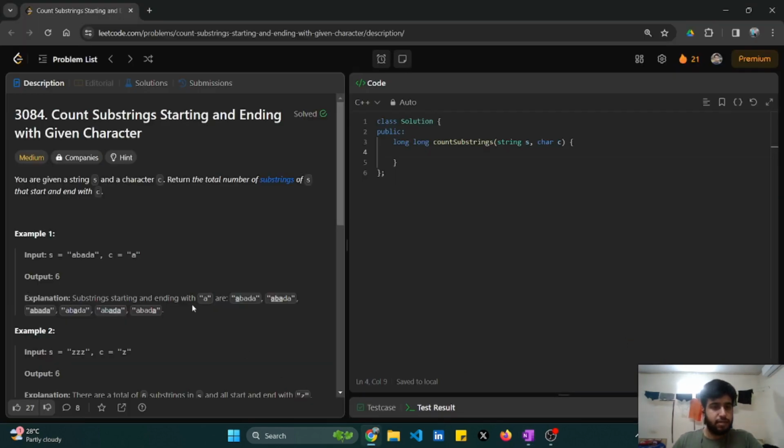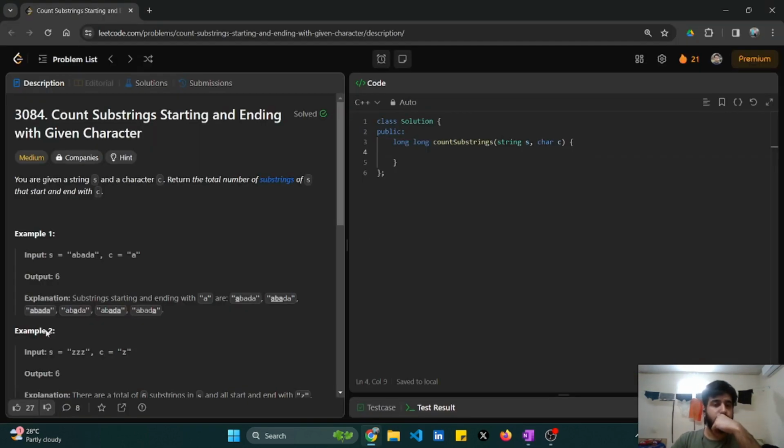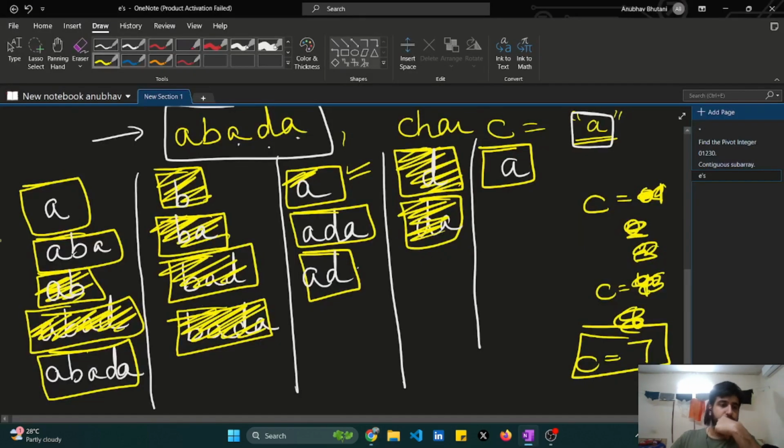Let us try to see the answer. Have we just used any other substrings? So what are my substrings? A, ABA, ABADA, then A, ADA, and then A. So these are my valid strings: 1, 2, 3, then 4, 5.